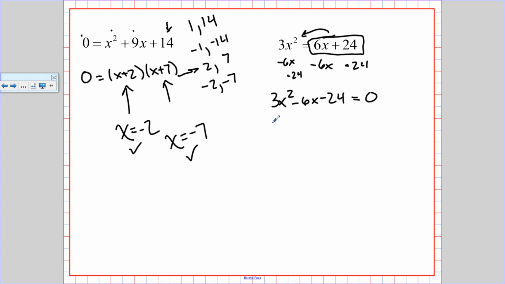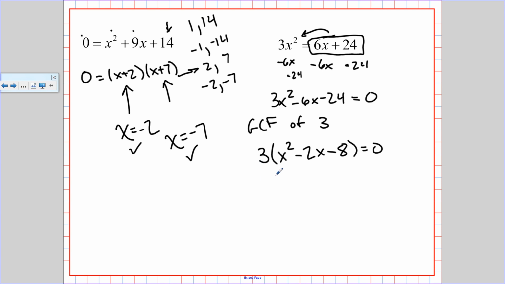Now I notice that this starts with 3x squared and that every term has a greatest common factor of 3. That is, I can undistribute a 3. 3 times x squared minus 2x minus 8. To make sure you understand what's going on here, think about what would happen if you distributed that 3 back in. You'd get 3x squared, negative 6x, and negative 24.